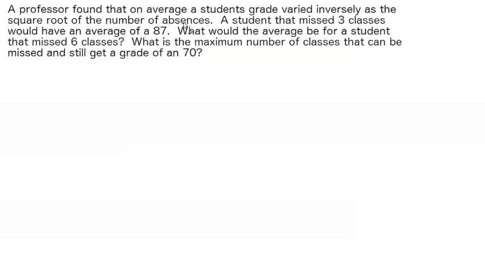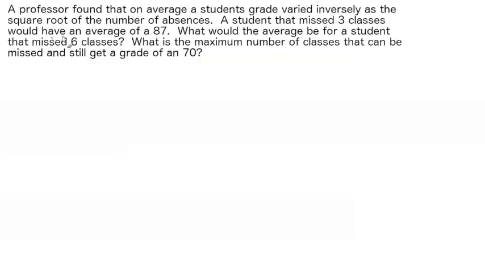It seems logical. So he found a student on average that missed 3 classes would have about an average of an 87 in the class. What would the average be for a student that missed 6 classes? And then a second question, what would be the maximum number of classes that could be missed and a student would still get a grade of about a 70?